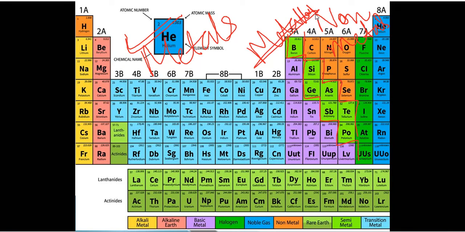Over there you can see at the bottom lanthanides and actinides are separated. They have been given a different place in the periodic table, and in total we have 18 groups and 7 periods. The vertical columns which you can see over there are called groups, and the horizontal rows are called periods. So how many groups are there? 18 groups and 7 periods in the periodic table. This is called the modern periodic table.